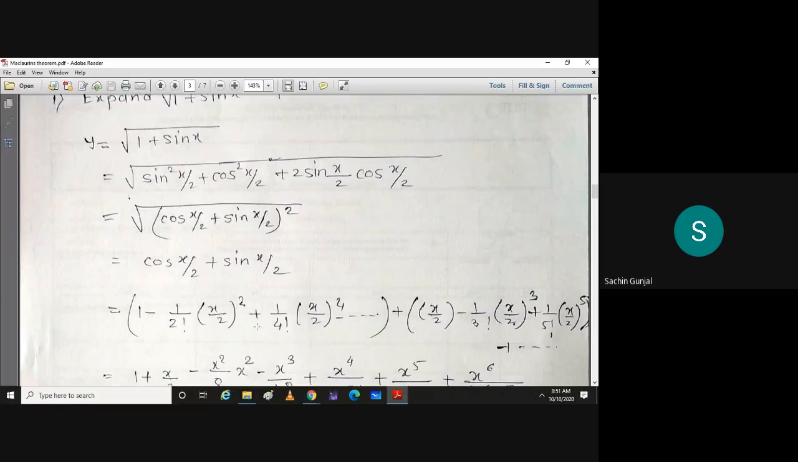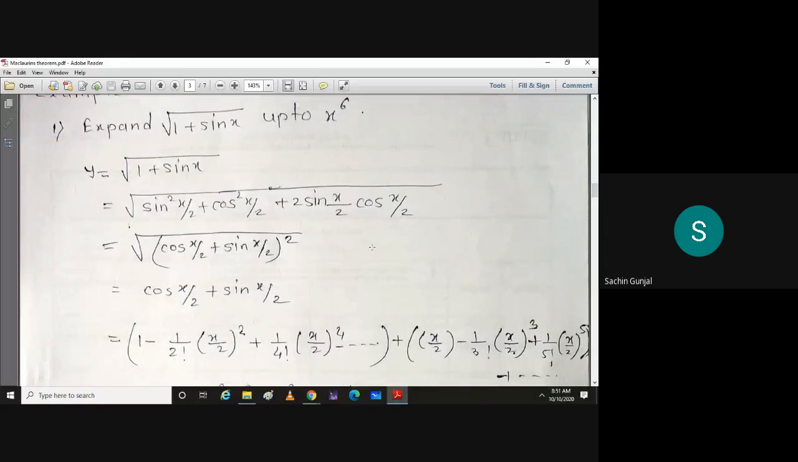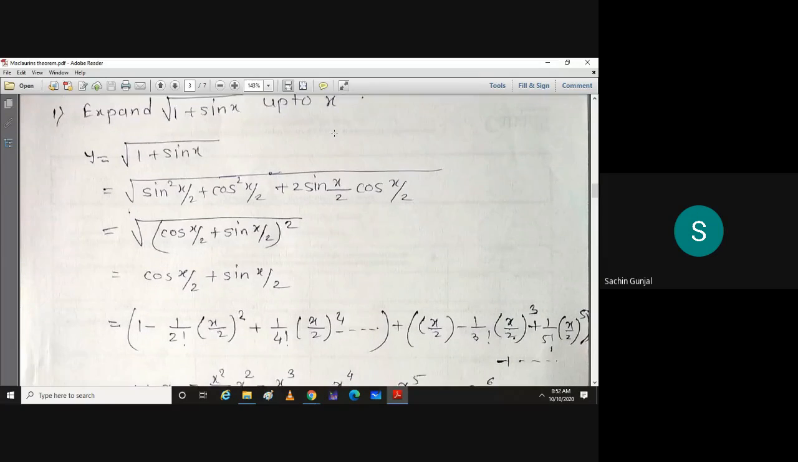Okay. Just note that they have asked you to find out series expansion up to x raised to 6. That means it is mandatory to find out the coefficient of x raised to 6. Okay. You can't just find out the coefficient of x raised to 5 and then dot dot dot. It's not allowed. Okay. You lose your marks. You have to find out the coefficient up to x raised to 6.